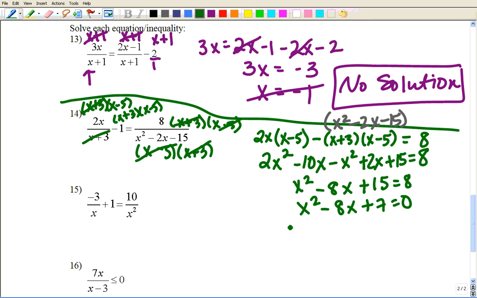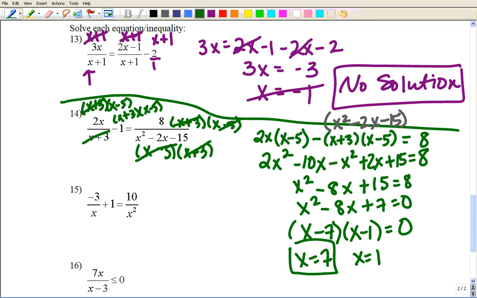This is something that factors, so that'll make it easy to get this solution. If I factor it, I set each factor equal to 0 and solve, I'll get x equals 7 and x equals 1. Make sure that these are not values where any expression would have been undefined. Well, it only would have been undefined for negative 3 and positive 5, and these are both acceptable. Box those answers. These are our solutions.